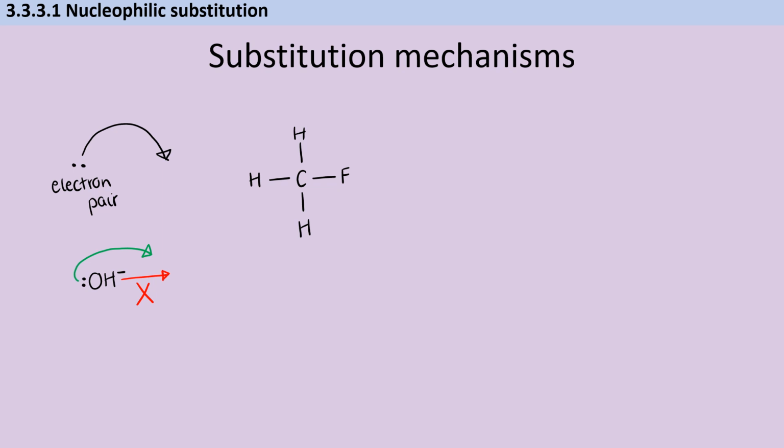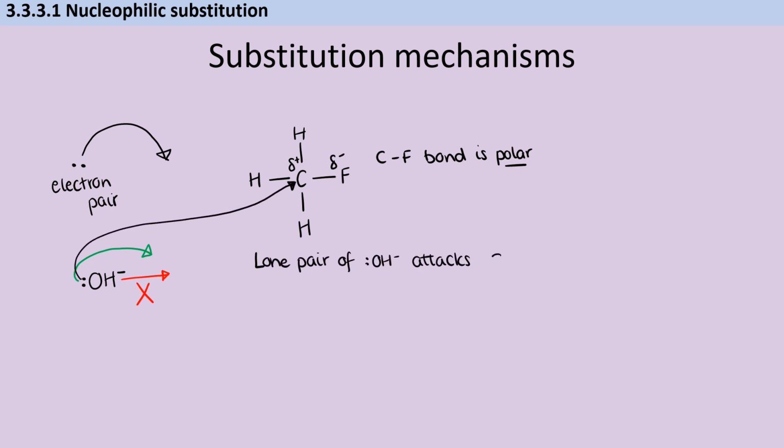Now, for our halogenoalkanes, in order to know where that nucleophile is going to attack, we need to know where there is a region of positive charge. So I'm going to put a delta positive on my carbon to show it's slightly positive, and a delta negative on my fluorine to show that it's slightly negative. So we've got this polar bond. And of course, electrons are negative, so my electrons are going to attack that slightly positive carbon there.